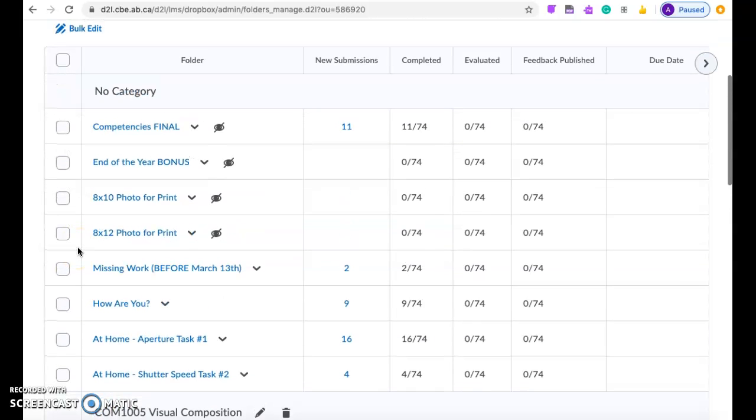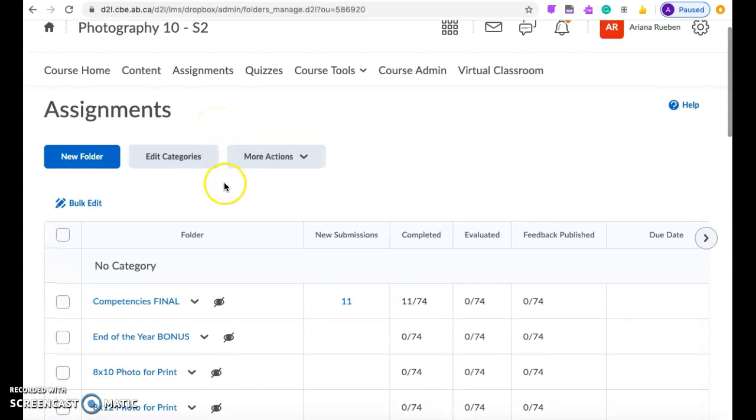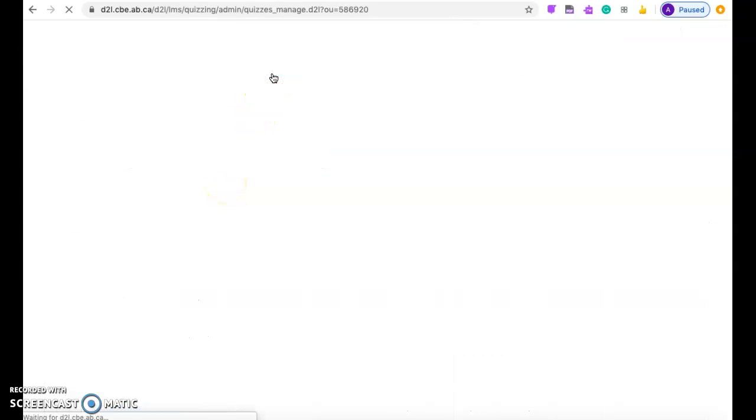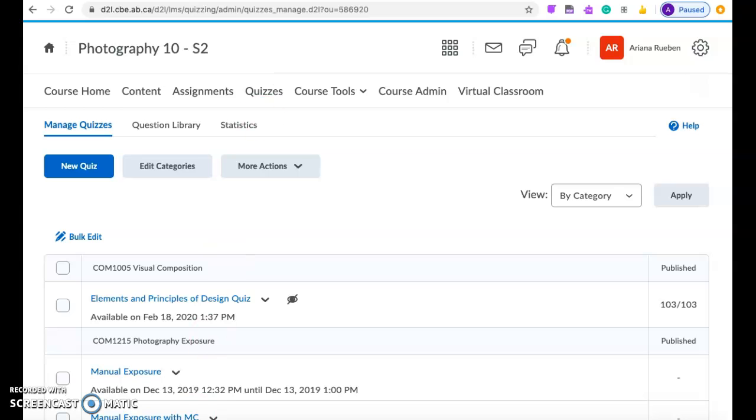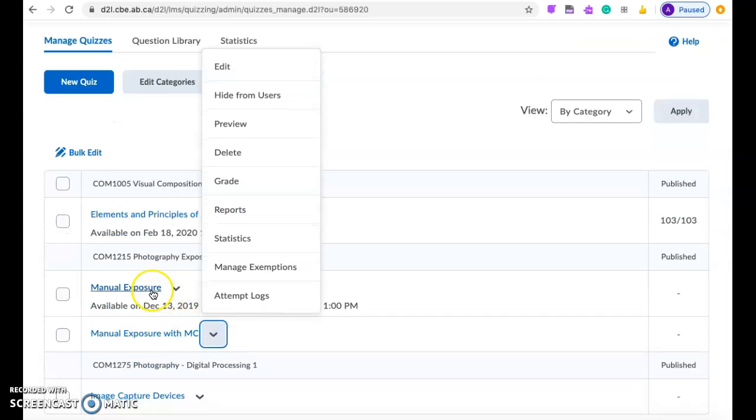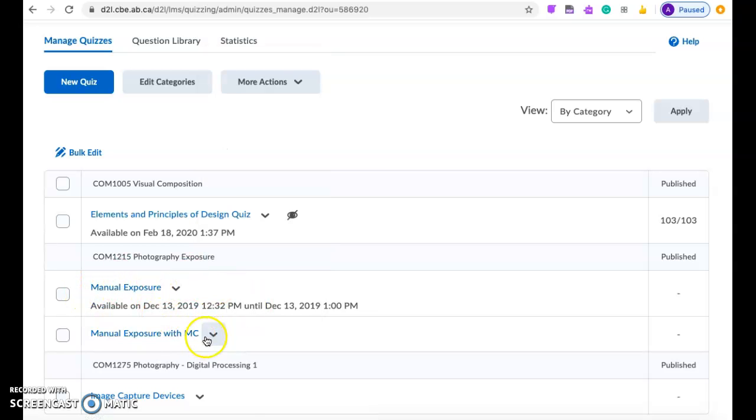If you are done and you feel that you have a good grasp, you are doing quizzes this week, okay? You're doing 2 quizzes. One is written, one is multiple choice. You're going to do the manual exposure written, okay? So manual exposure has no MC beside it. Manual exposure written, and you have your manual exposure with multiple choice, okay?